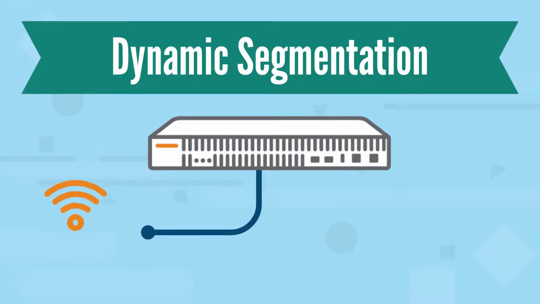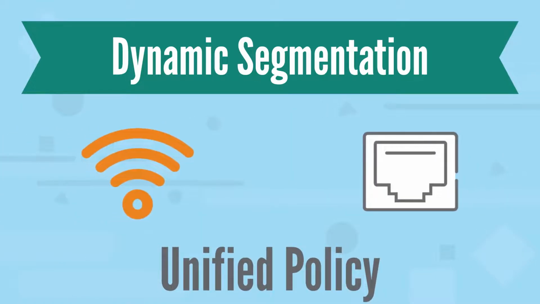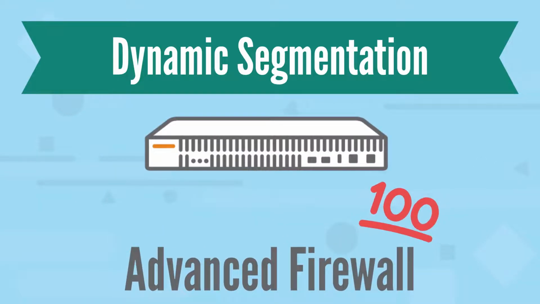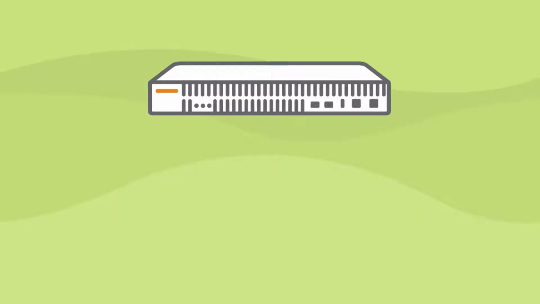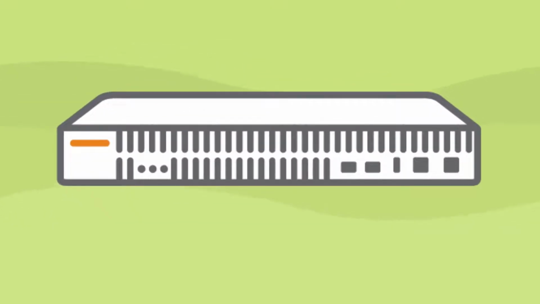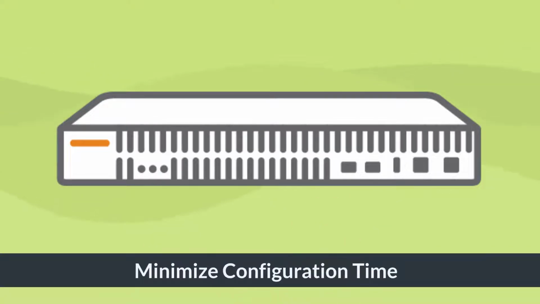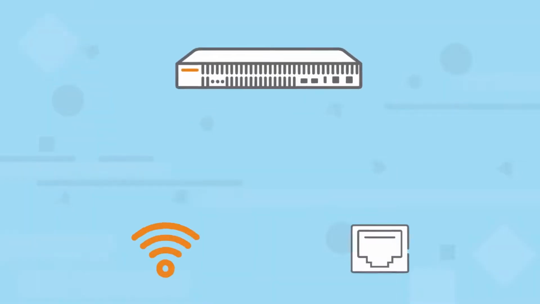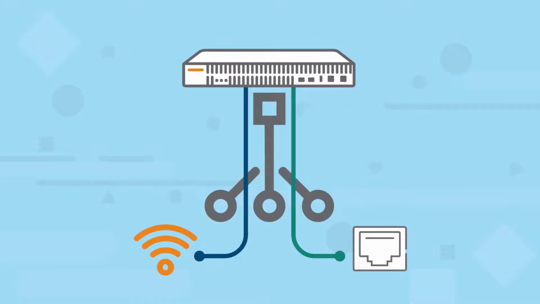With dynamic segmentation, wireless and wired traffic is tunneled to a mobility controller. A unified wireless and wired access policy is created by leveraging the advanced firewall capabilities of the mobility controller. A wired port essentially becomes a wired AP, where wired users and ports can inherit the same attributes as their wireless counterparts. Centralizing policy control on a mobility controller creates a single source of truth for every user's network policy. It also minimizes configuration time and helps us deal with insecure IoT devices. Tunneling traffic to a controller allows you to define a centralized policy without regard to the underlying network or topology.